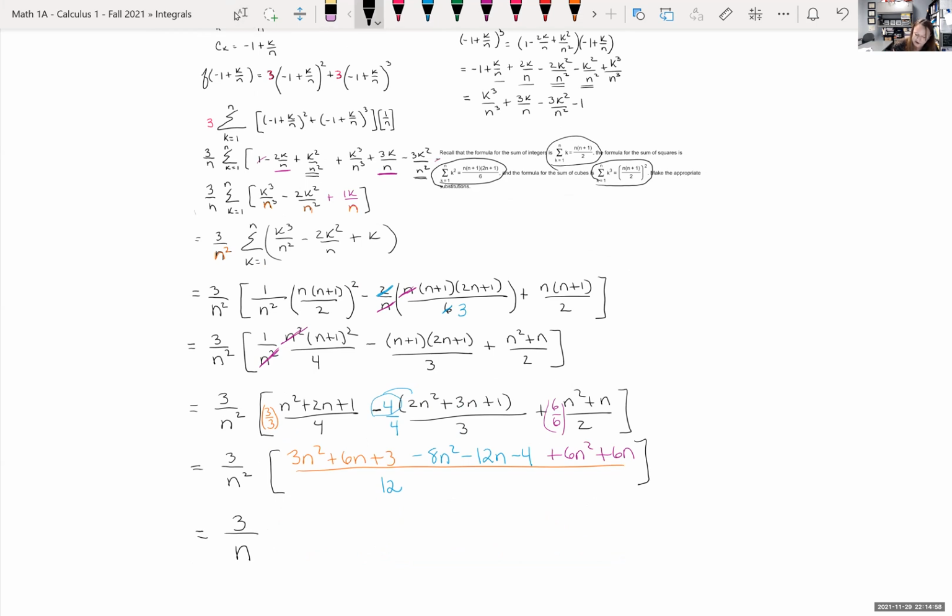And notice this 3 and this 12 over here, because it's strictly multiplication, we can simplify. So 3 goes into itself once, and it goes in here 4 times. So we actually have 1 over n over here. And then we have a 3n squared minus an 8n squared plus a 6n squared. So that's negative 5, that's positive n squared. I have a 6n minus a 12n plus a 6n. So all n's cancel. And I have a 3 minus a 4. That's a negative 1. All over 4.